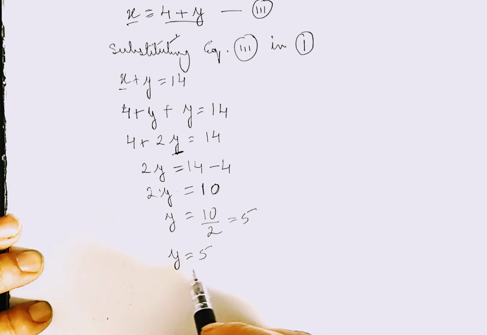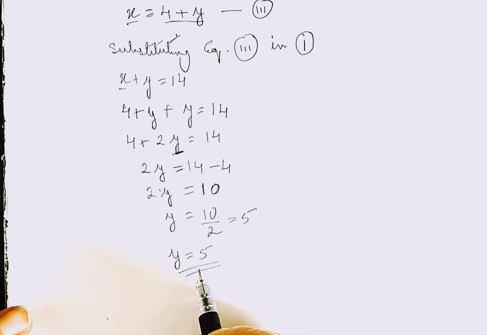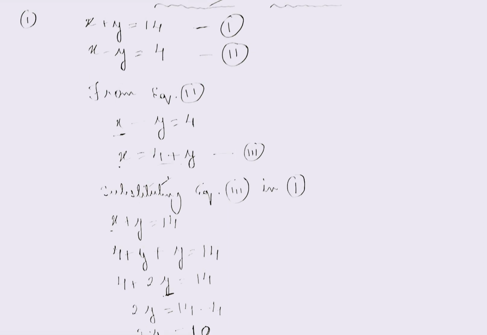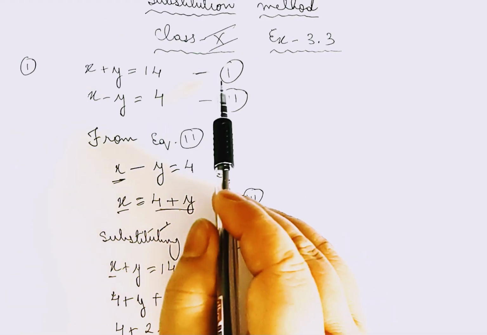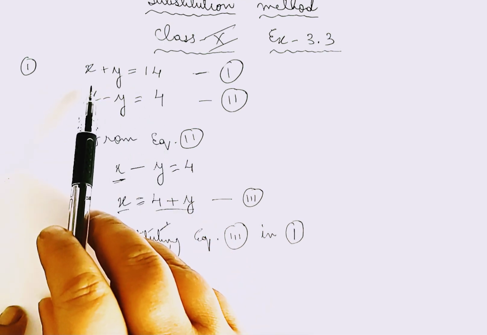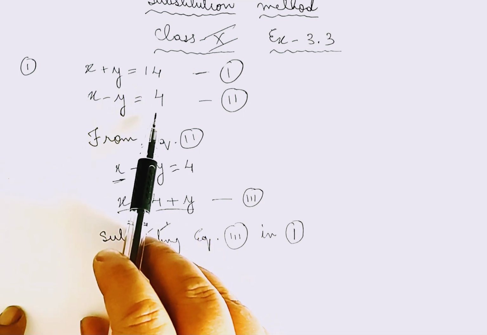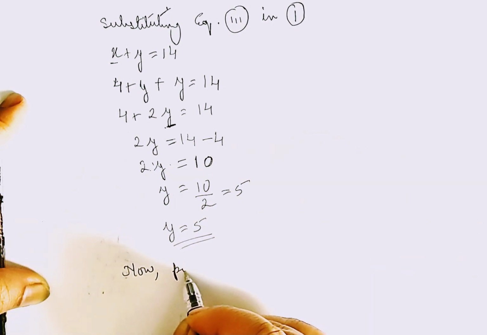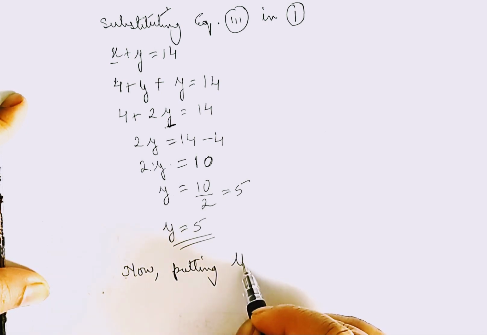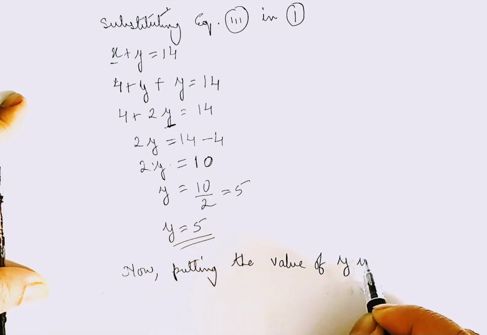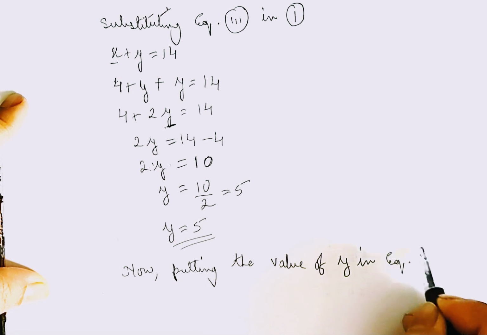So you are getting that y is equal to 5. Clear? Now y equal to 5 you got. Now what you have to find is x. Now see students, there were two equations, equation number 1 and equation number 2. The value of y you can put in any of the equations. Let's put it in equation number 1, or you can even put in 2. You are getting the same value. So now putting the value of y in equation number 1.